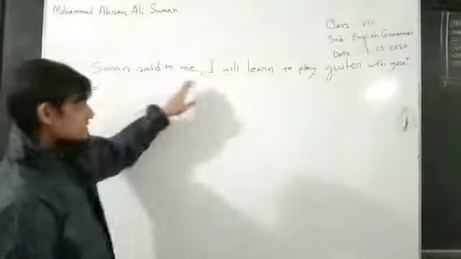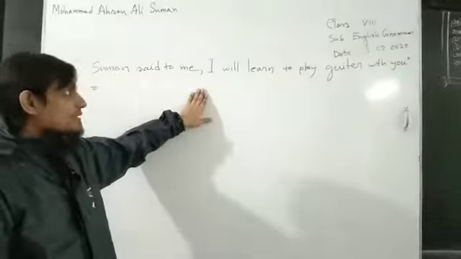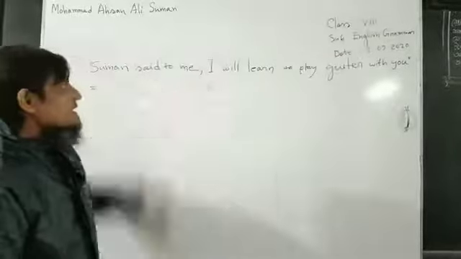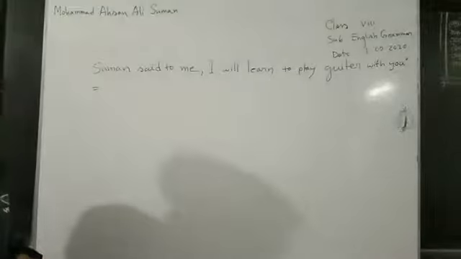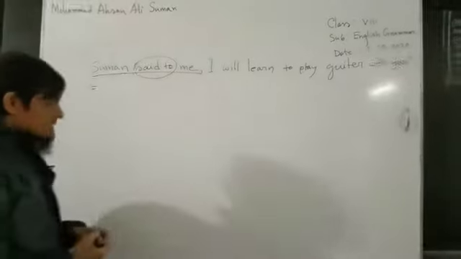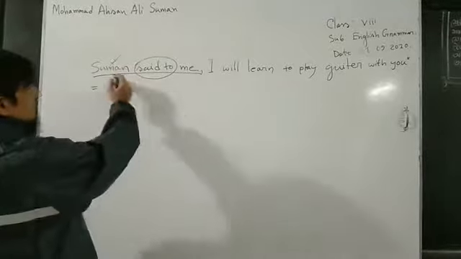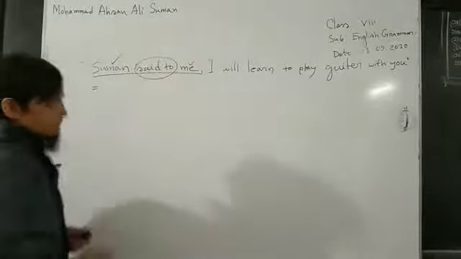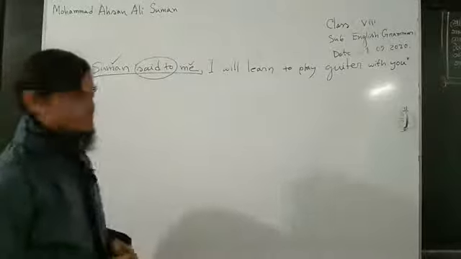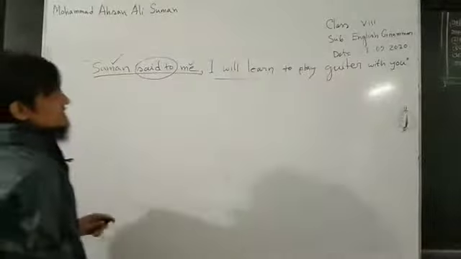Okay, look at the sentence and think for a few seconds, then try to convert it into direct speech. Okay, here the reporting verb said to is in the past tense, and Shimon is the subject of the reporting verb, and me is the object of the reporting verb, and this is an assertive sentence. Reported speech is an assertive sentence.